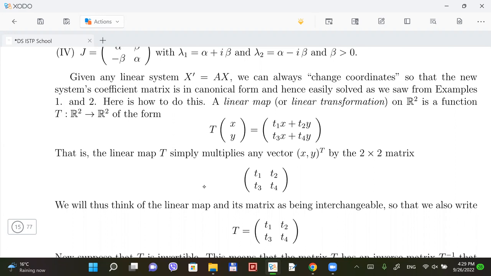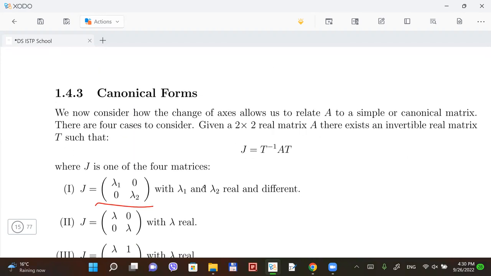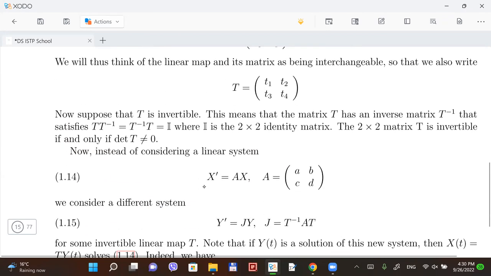So we change the coordinate system in order to put the matrix in this form. How do we do that? We make a linear transformation. What is a linear transformation? It is a matrix. We multiply with a matrix T, which has to be invertible, so its determinant has to be different from zero. If you multiply from the left side with the inverse matrix and from the right side with that matrix, you will put the matrix A in one of these four forms. So let's go.